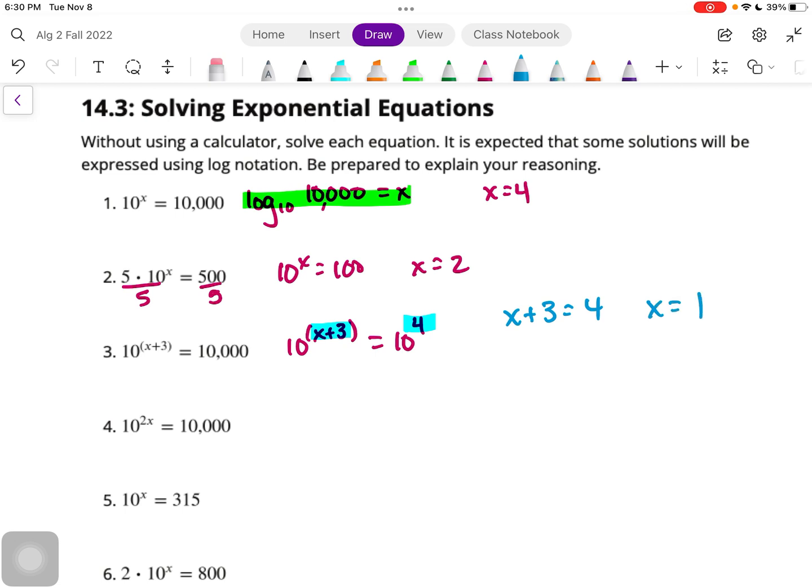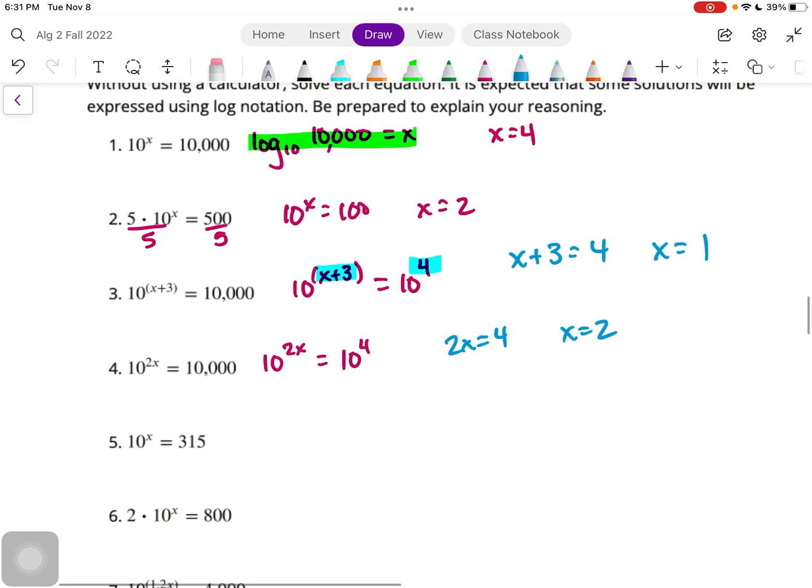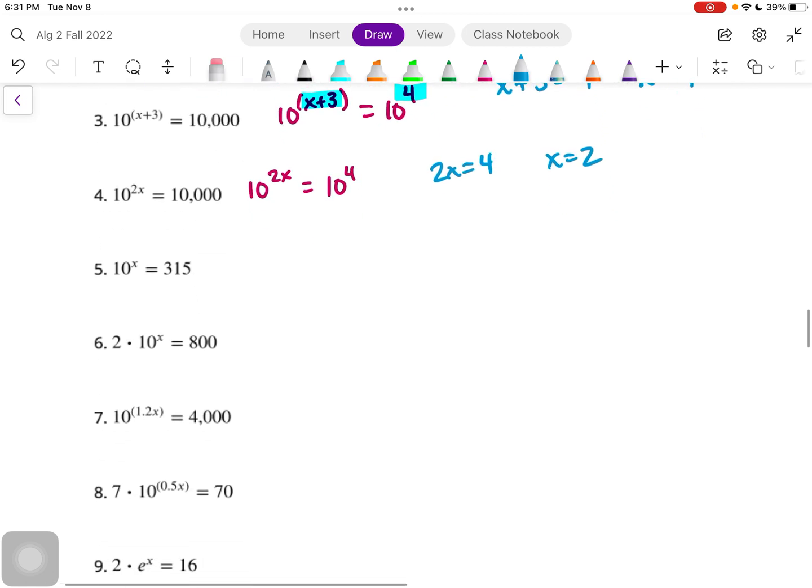All right, and then I'm going to do the same thing with number 4. I'm going to change that 10 to the 2x. I'm going to change that 10,000 to 10 to the 4th. So then I know that 2x is equal to 4, so x must be 2 because I'm going to divide both sides by 2. Those kinds of problems you might see on the SAT. They're fairly common to be put on there.